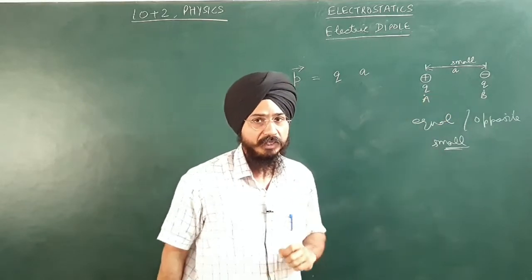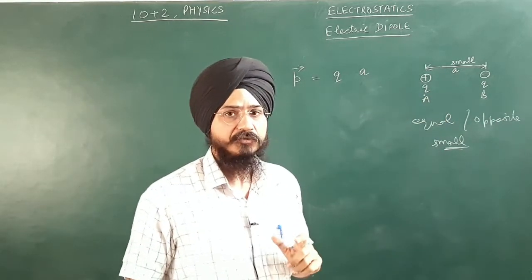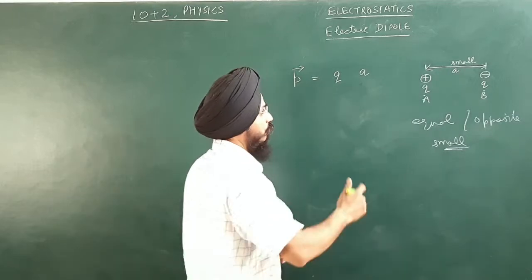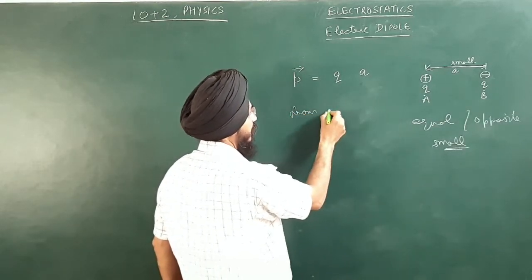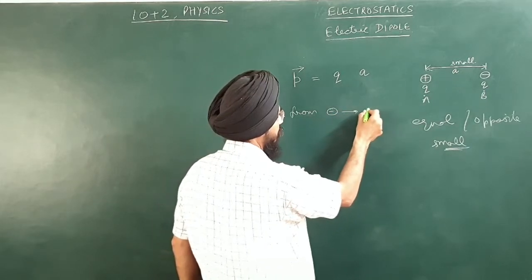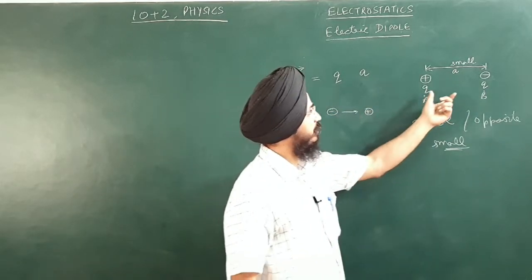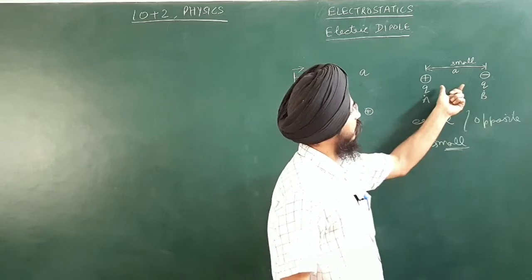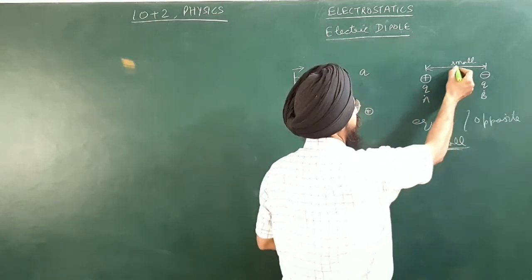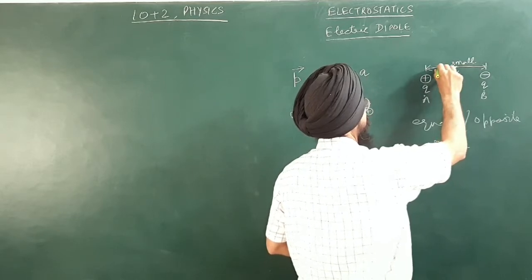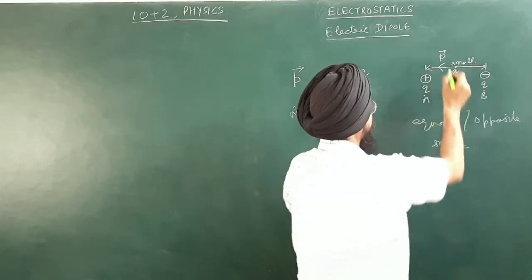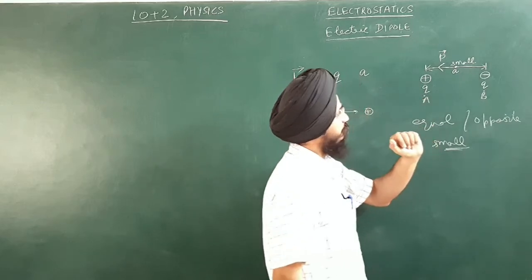Now this dipole moment is a vector quantity, therefore it has a direction. Its direction is from negative charge to positive charge. So if we consider this system, the dipole moment of this system will be from negative to positive, in this direction, from right side to left side.